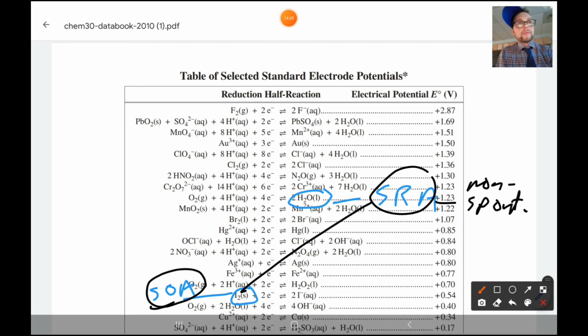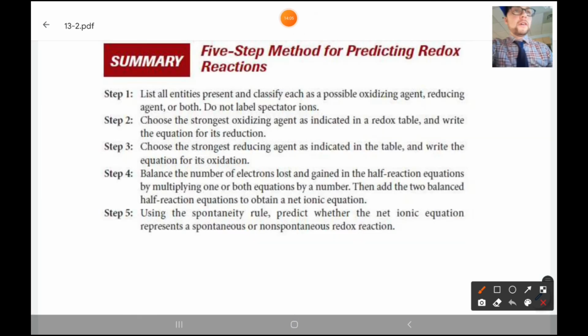So here's the 5-step method for predicting redox reactions, because a lot of the time we're going to have solutions, which means that there's more than one ion or one solid going on at a time. How do we deal with more complicated redox reactions than the ones we briefly mentioned previously? The first thing you're going to do is list all entities present and classify each as a possible oxidizing agent, reducing agent, or both. Do not label spectator ions.